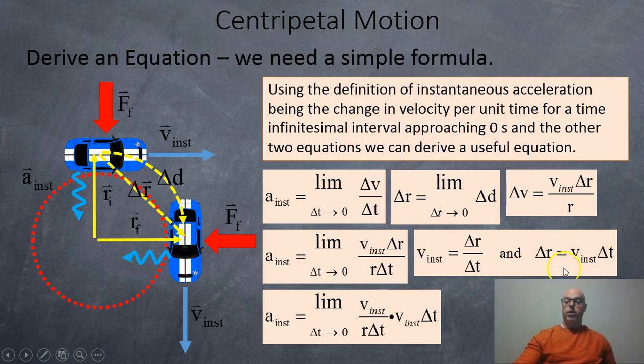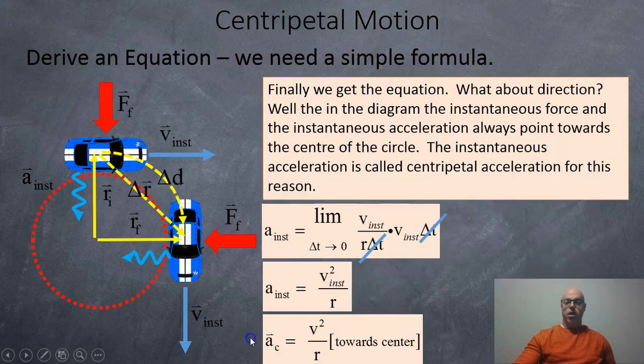So we're going to replace the delta r over here with this equation. And so we're going to get instantaneous velocity times instantaneous velocity times the time interval, divided by the radius times the time interval. And then the two time intervals cancel out, because there's one in the numerator and one in the denominator. So now that the time interval has been canceled out, it doesn't matter if we have a limit, it's just gone. And we have the instantaneous velocity times the instantaneous velocity, so we get instantaneous velocity squared divided by the radius.